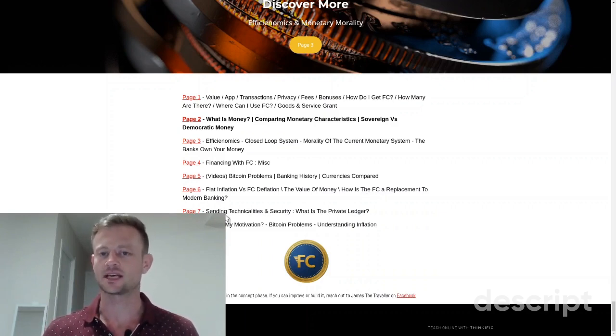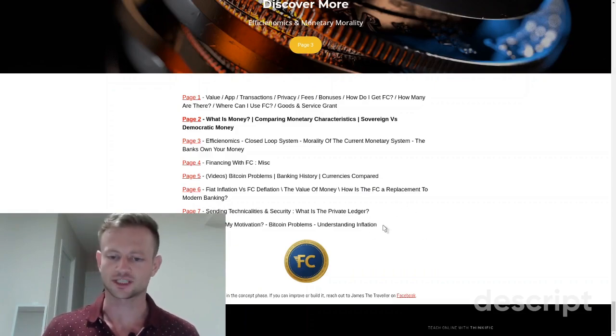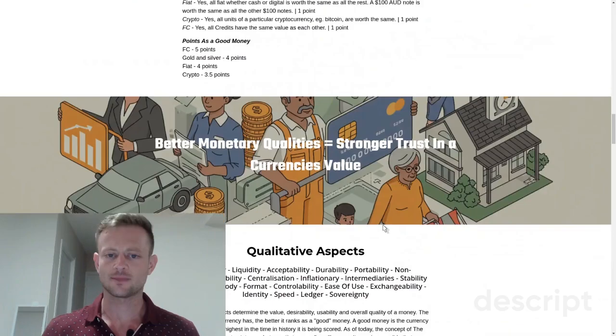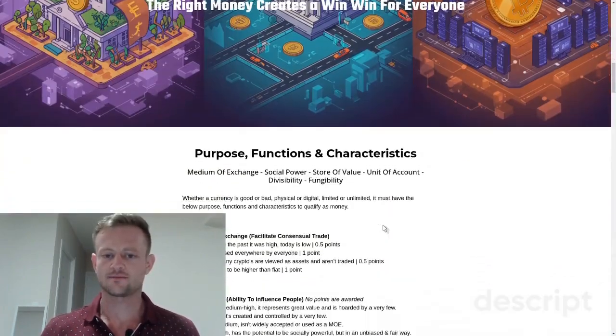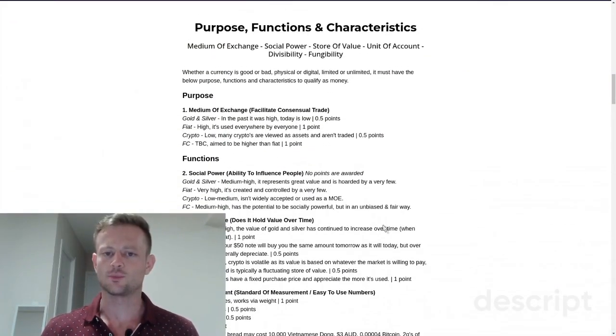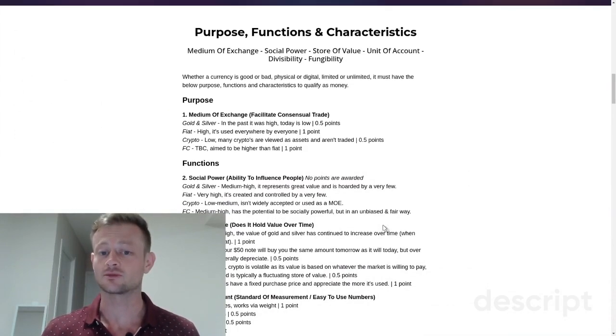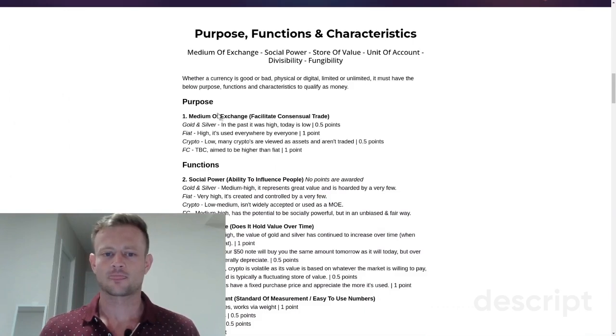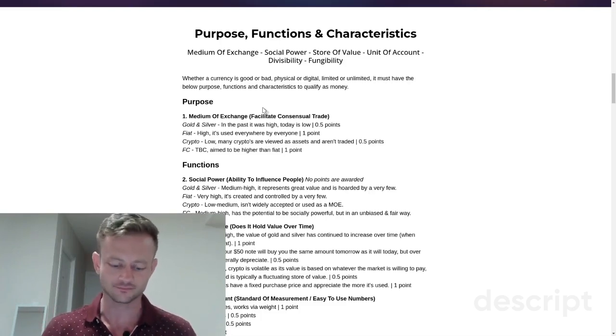And then in page 7, we'll be looking at some more technical details about the private ledger, also how to prevent double spending, and some other technological issues. So for today, let's start here with the purpose, functions, and characteristics of money. Whether a currency is good or bad, physical or digital, limited or unlimited, it must have the below purpose, functions, and characteristics to qualify as money.